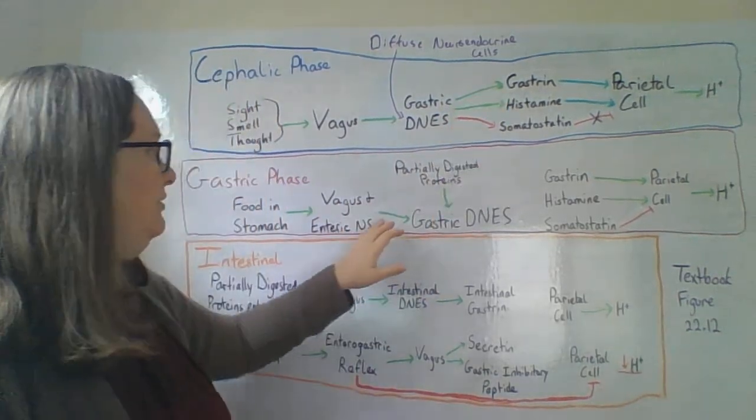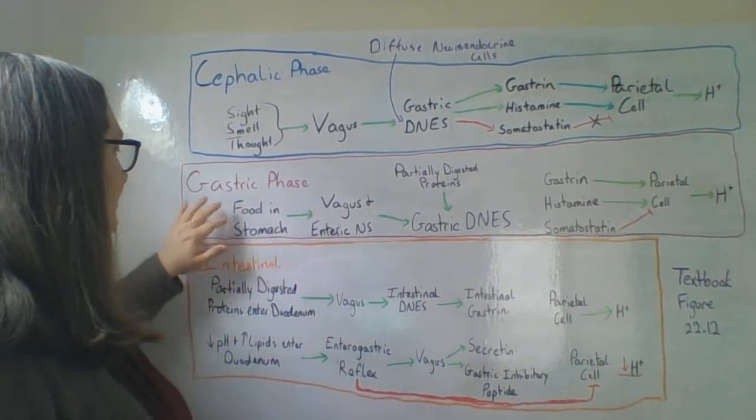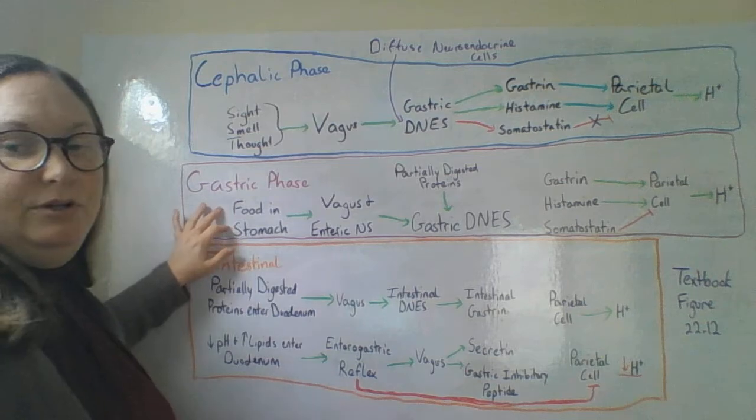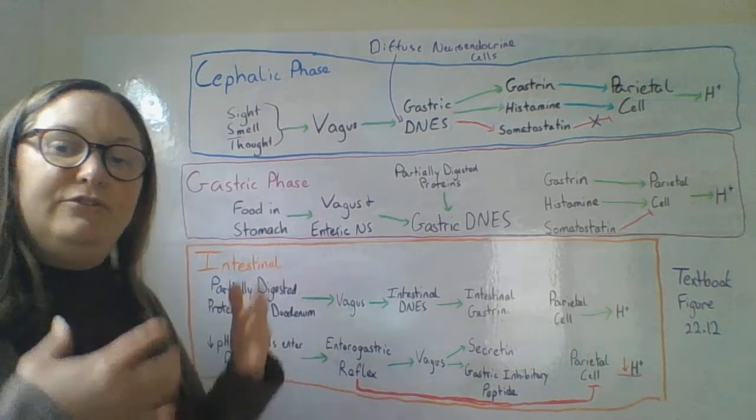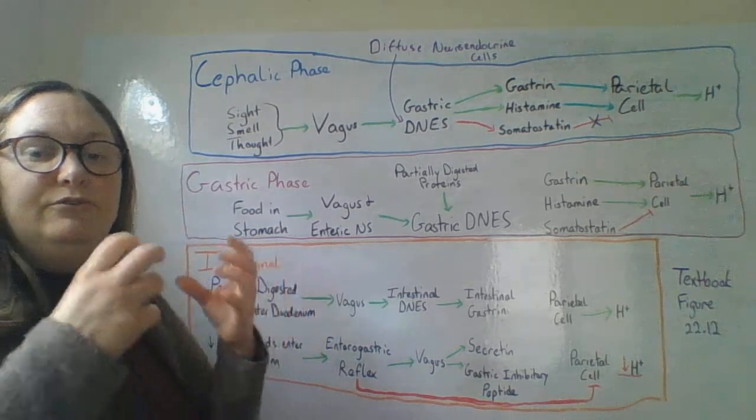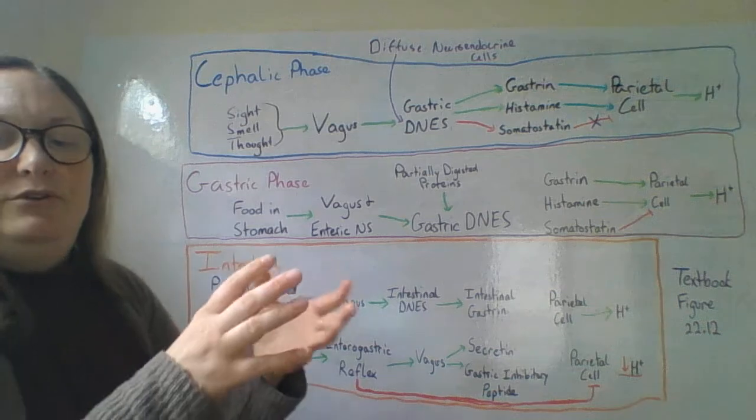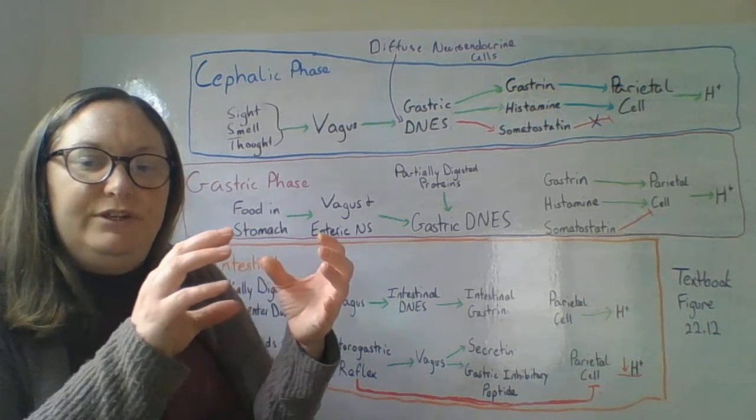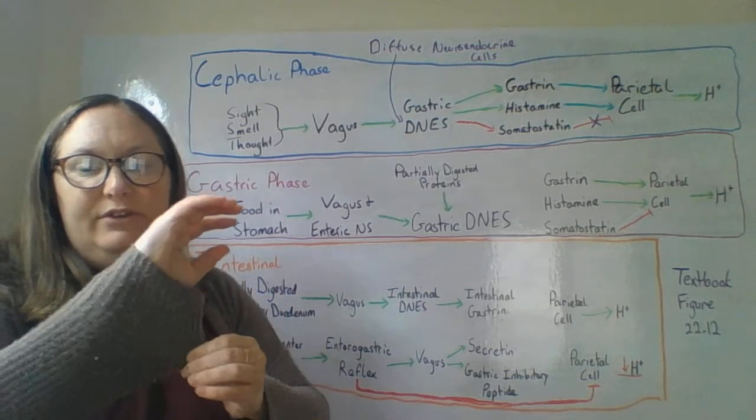All right, it's going to be the same down here. Some of the same players. But now we have food in our stomach. In the gastric phase, which makes sense, gastric, stomach. Now there is food in the stomach. So what happens when the food goes into the stomach? It distends the stomach. It stretches it, distends, like stretches.